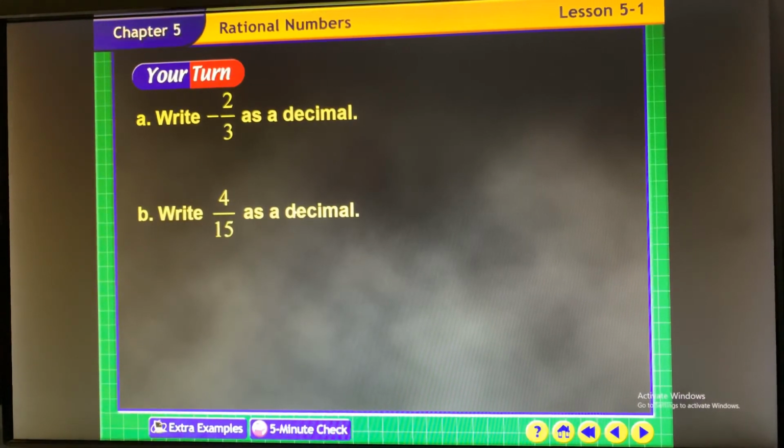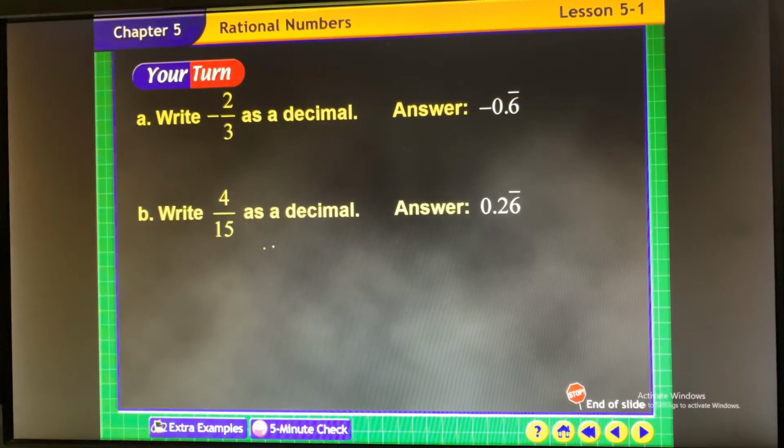Negative 2/3, you should get memorized. 6/10 repeating, negative, and then 4/15 you would actually have to do.